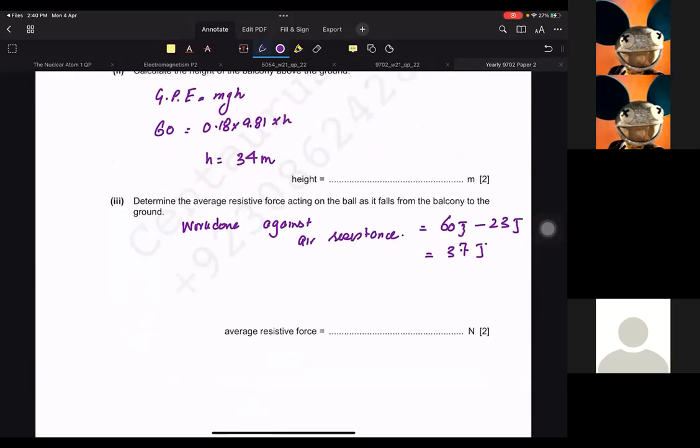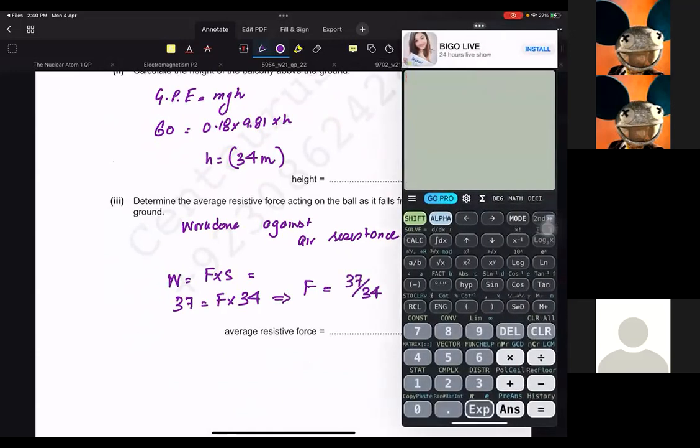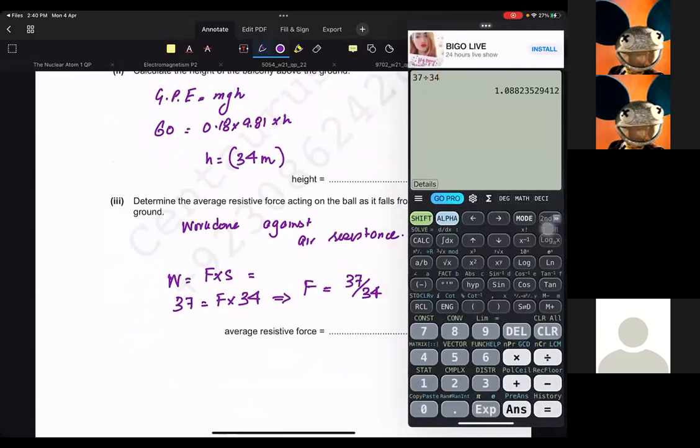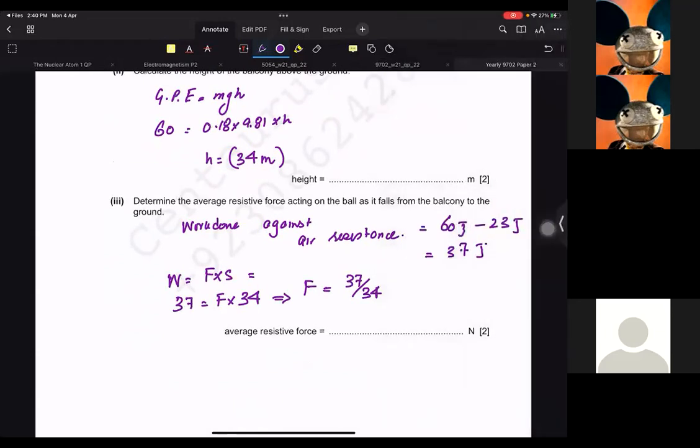And then you already know that you have the displacement right here. You can use work done equals force times displacement. The work done is 37, you have to find the force, and the displacement is 34. So force is going to be 37 divided by 34. So that's 1.1 newtons. If you have any questions, anything you did not understand, please let me know.